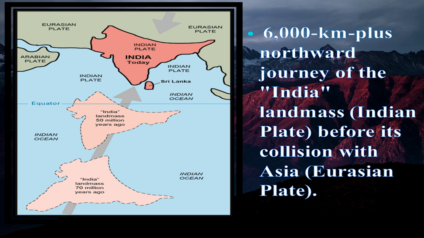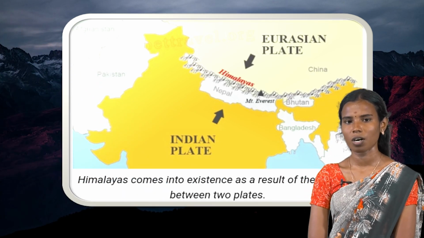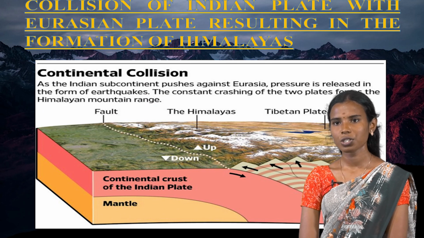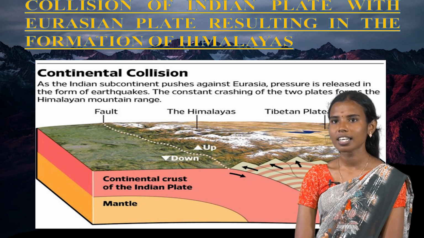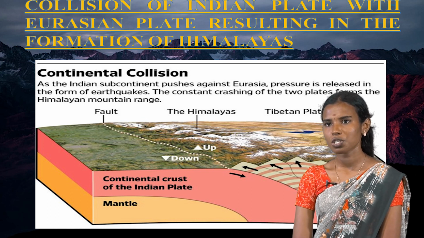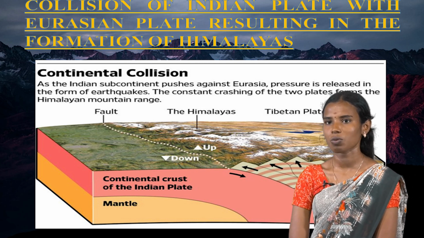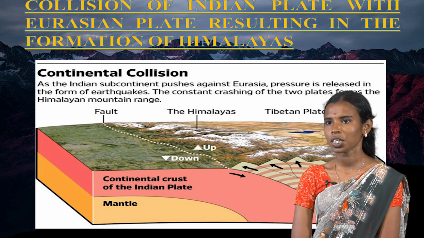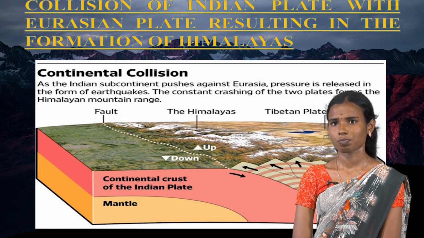A 6,000 km plus northward journey of the Indian landmass before its collision with the Eurasian plate. Next, this picture also shows how the Himalayas are formed. The collision of the Indian plate with the Eurasian plate is a continental convergent boundary. As the Indian subcontinent pushes towards the Eurasian plate, the pressure is released in the form of earthquakes. This constant crushing of two plates forms the Himalayan mountain ranges.